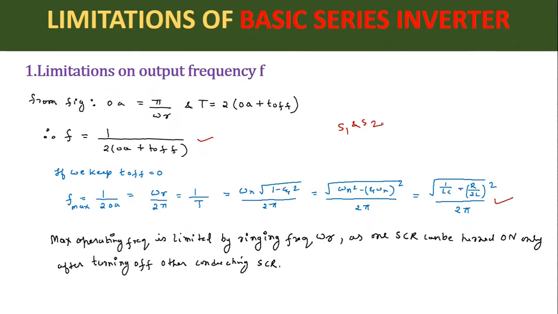Okay, so the maximum frequency in the basic series inverter circuit from this equation is limited by the ringing frequency omega R, and this is happening because one SCR in this basic series inverter circuit can be turned on only after totally turning off the other conducting SCR.